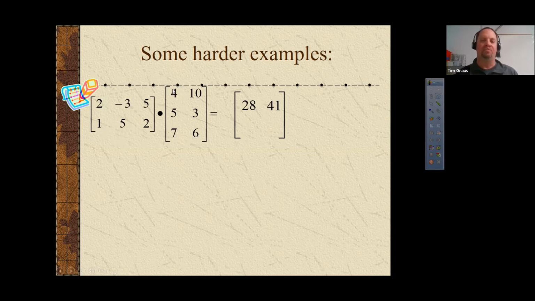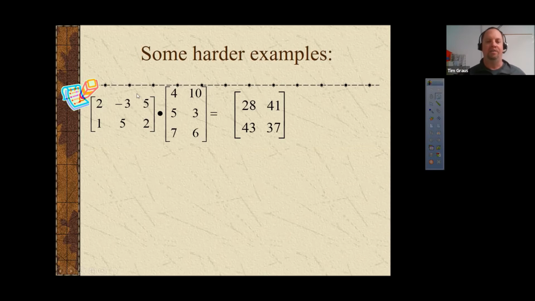So I'll do 1 times 4 plus 5 times 5 plus 2 times 7. 4 plus 25 plus 14 adds up to 43. And finally, I have to do the second row times the second column. 10 plus 15 plus 12, and we get 37.